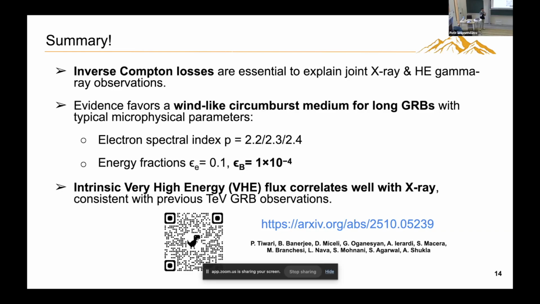These parameters favor the wind-like medium with these typical microphysical parameters. Especially, I would like to mention that we require a lower magnetic field because we want more inverse Compton losses to explain the high energy gamma rays with the X-rays. Using that, we also predicted the intrinsic very high energy flux, which correlates very well with the X-ray, and it is consistent with the previously TeV-detected GRBs.